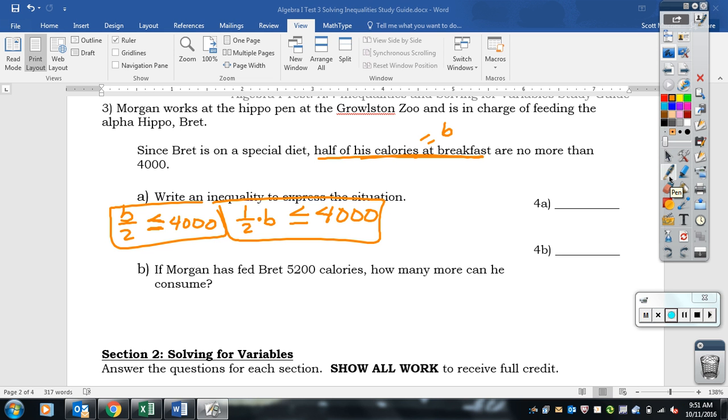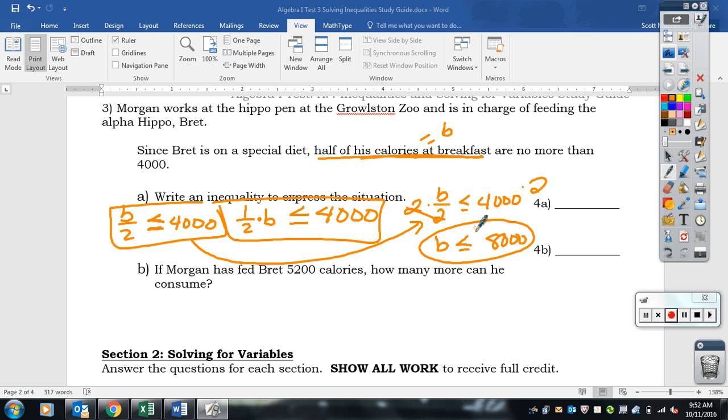In order to look at this, we have to solve this one. B divided by 2 is less than or equal to 4,000. If we solve this, that's times 2, times 2. B is 8,000, and this symbol does not flip. So at breakfast, he has to have less than or equal to 8,000.